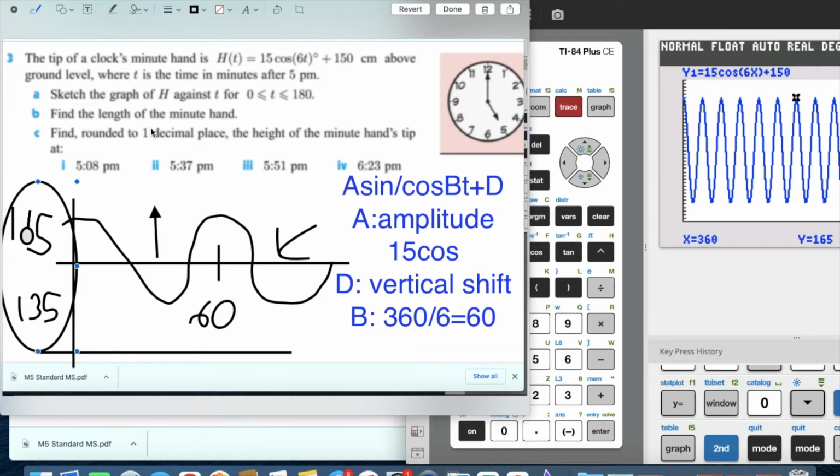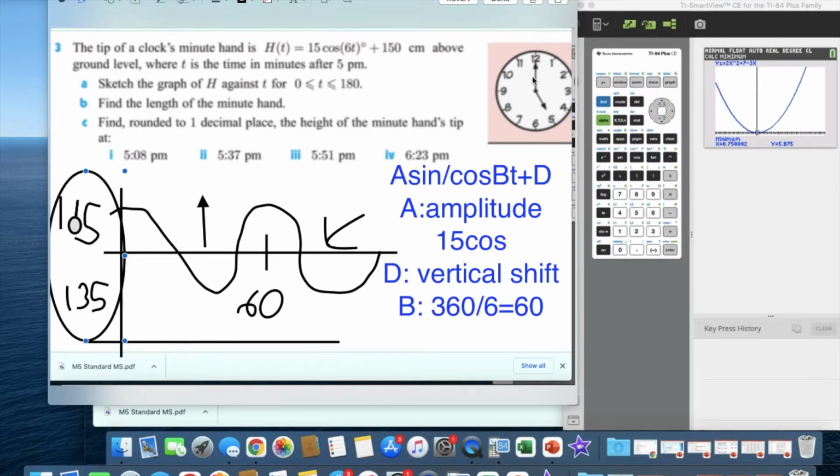Find the length of the minute hand. So the length of the minute hand is going to be to do with this diagram. So let's imagine that when the clock starts at 12, the tip of the handle of this hand is going to be 165 centimetres above the ground, because this x-axis is the ground and this is going to represent the movement of the minute handle.